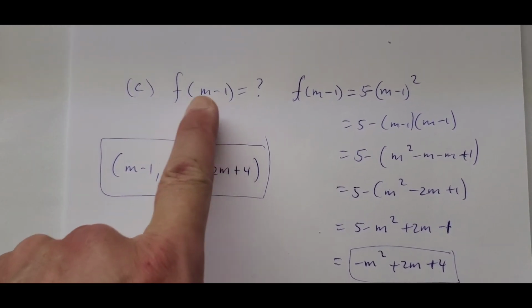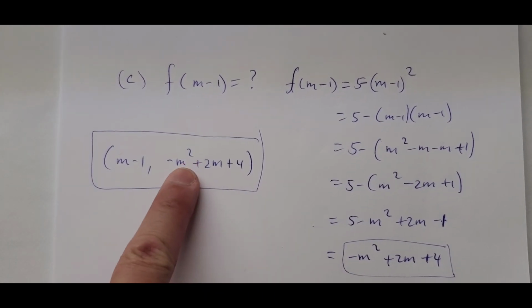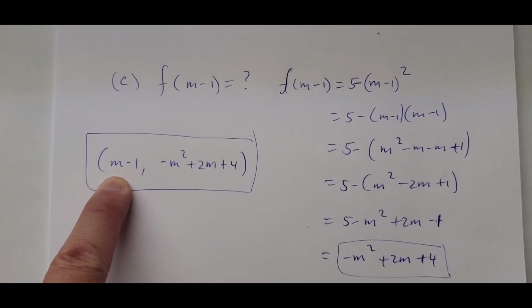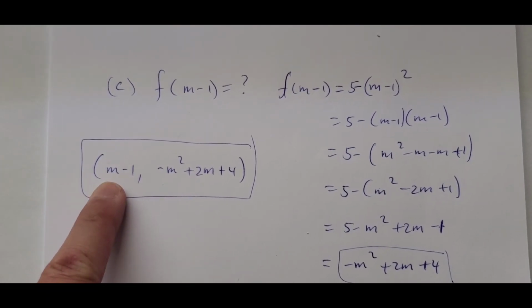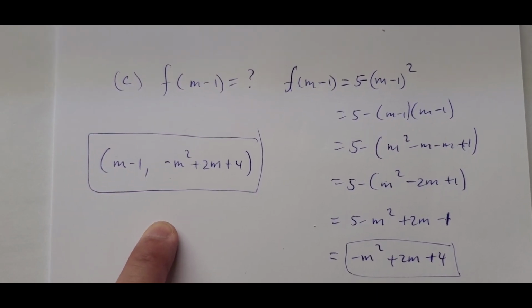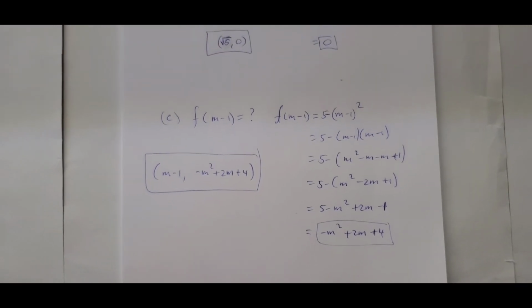This right here will be my x, and this right here would be my y. Okay, now later on, if we want to know a specific m, then we can plug in any values for m, and it's still going to come out as a point. Okay, so very similar to part B and part A.